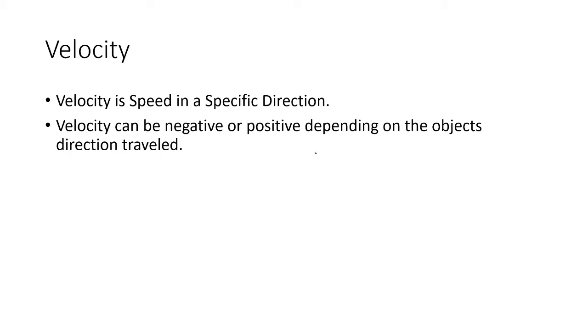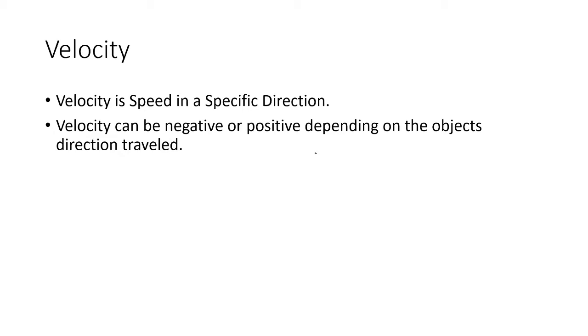That direction is very important. Because velocity cares about its direction, velocity can be either a positive or negative number. You'd write positive or negative in order to show what direction the object is traveling. So if an object is moving forward, we would say it has positive velocity because it's going in the positive direction. If it's moving backwards, it's moving in its negative direction.